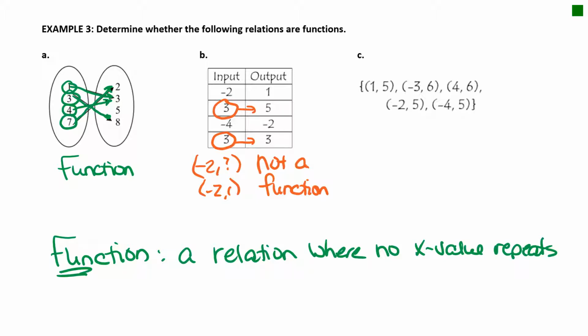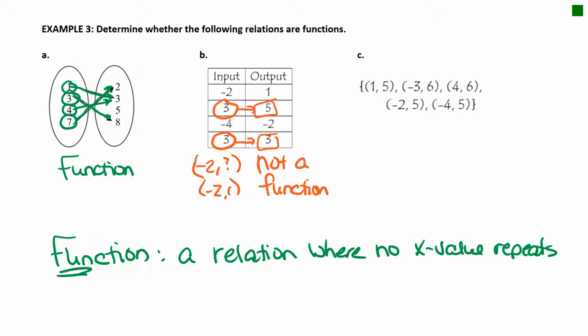So that's like if I push Coke, I better get Coke. But if I push Coke and I get Dr. Pepper, it's not functioning correctly. So when you push 3, what do you get? You could get 5. Pen's not writing again. Or you could get 3. So because that input has two different outputs, it's not a function.